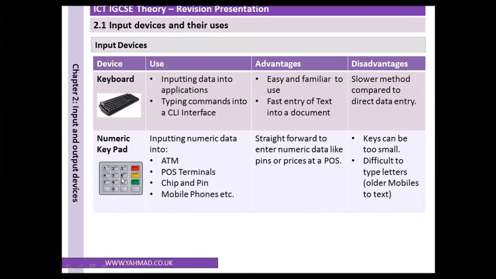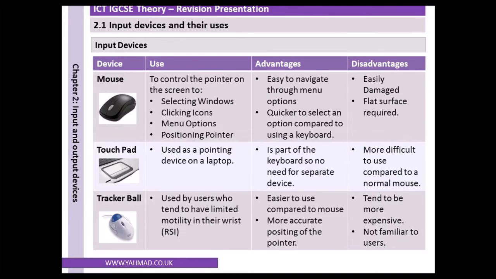A numeric keypad can be used at the ATM, at point of sale terminals, chip and pin, mobile phones, to enter numeric values. So for example, with chip and pin, you may be prompted to enter your 4-digit pin. It's straightforward to use because you don't have many options to select. Keys can be too small perhaps to select numbers, and it could be difficult to type letters. So on older mobile phones, you would have to click a number of times to input a particular letter.